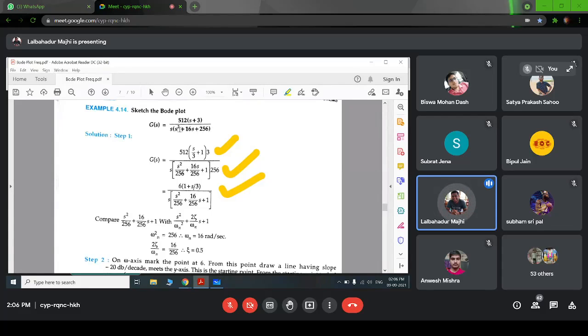So what will be the final slope? Can anyone tell me what will be the final slope for this transfer function? Minus 20? Minus 40. There are three poles and one zero, so minus 40 dB per decade will be our final slope.